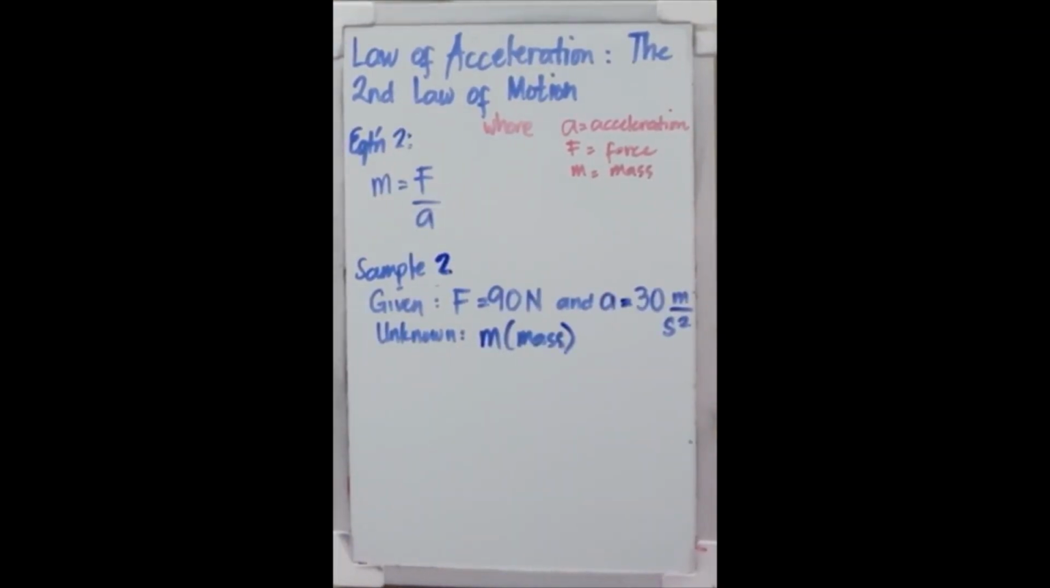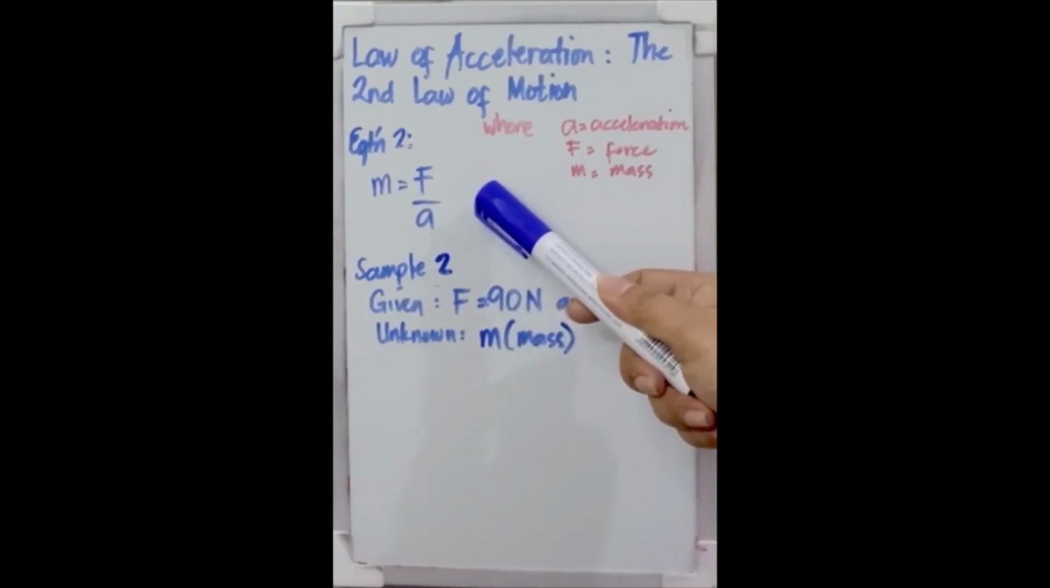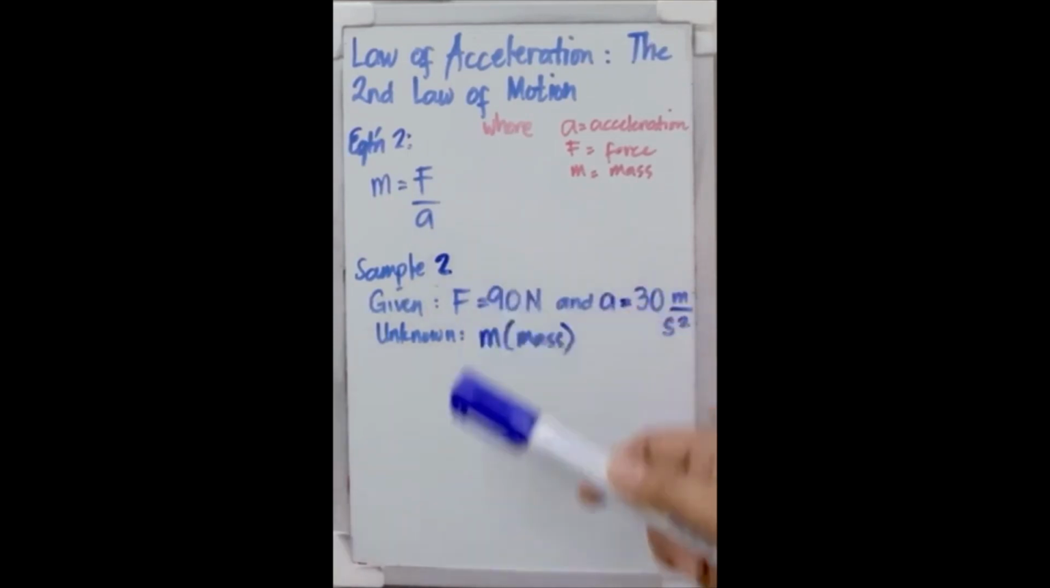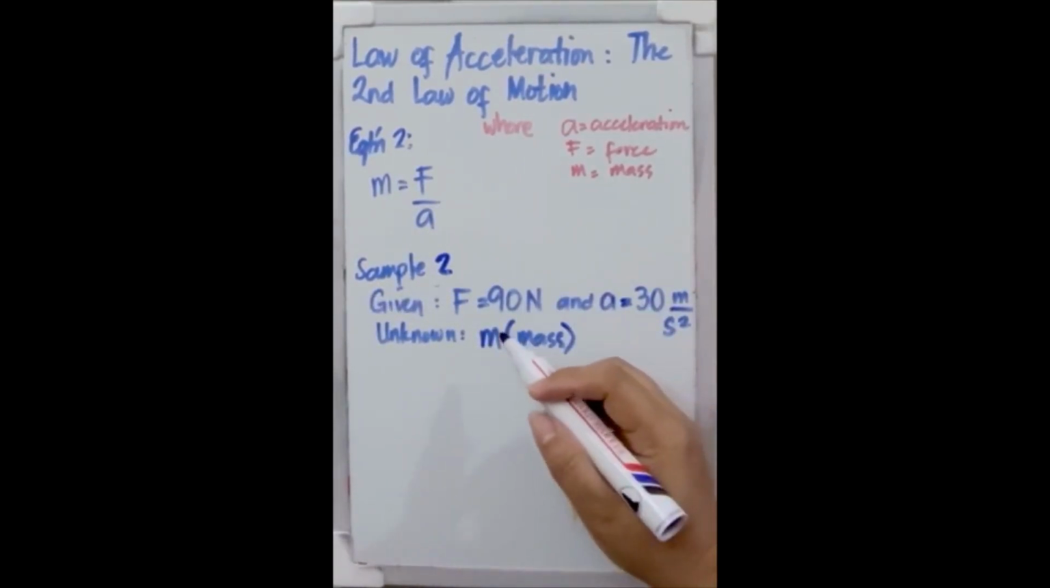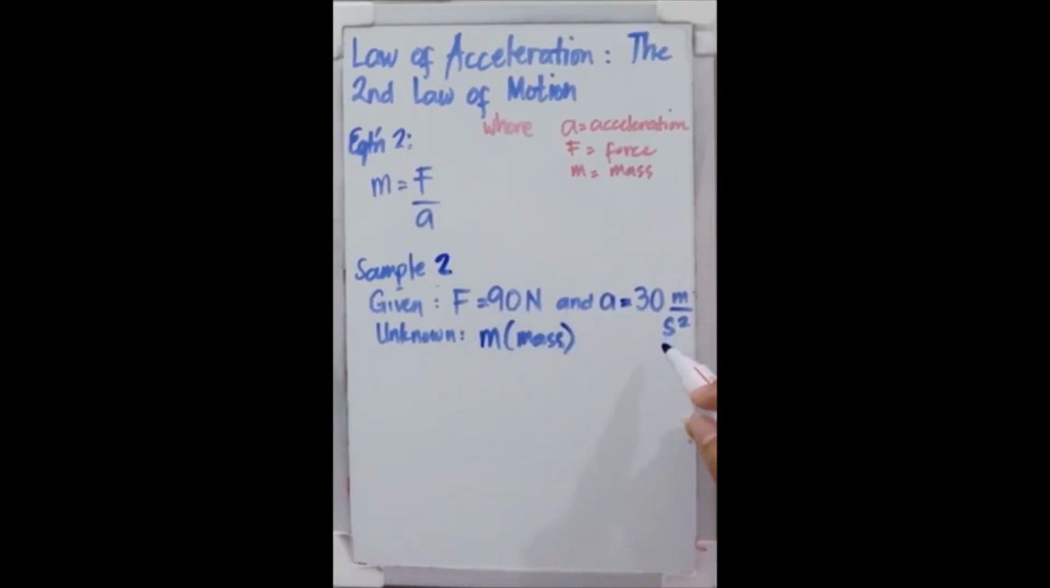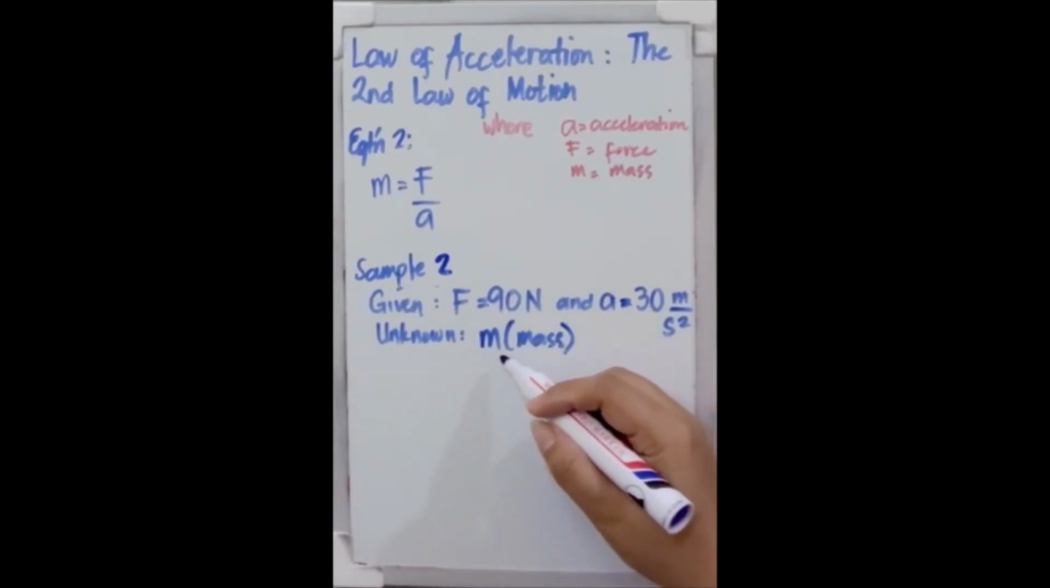Let's proceed to the second equation. We have mass equal to F over A, or mass equal to the force divided by the acceleration. Here are the given values for our next example. The force is 90 Newton. Acceleration is 30 meter per second squared. And we need to find the value of the mass.